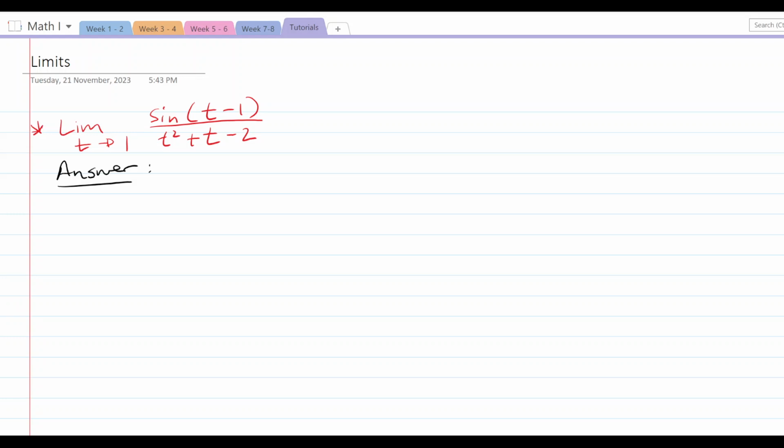Okay, let's do a couple of exercises on limits. So this time we have a limit. Find the limit of sine(t minus 1) over t squared plus t minus 2 as t approaches 1. If we substitute t with 1 directly, we will get an undefined expression.